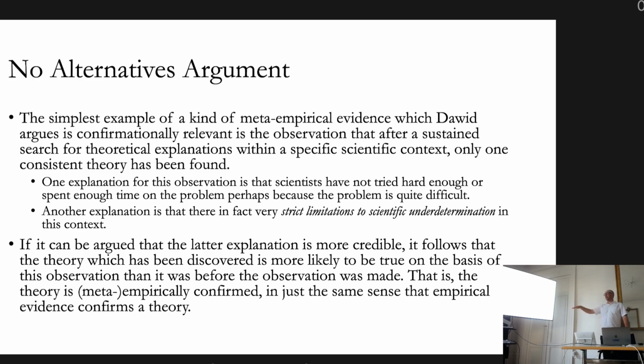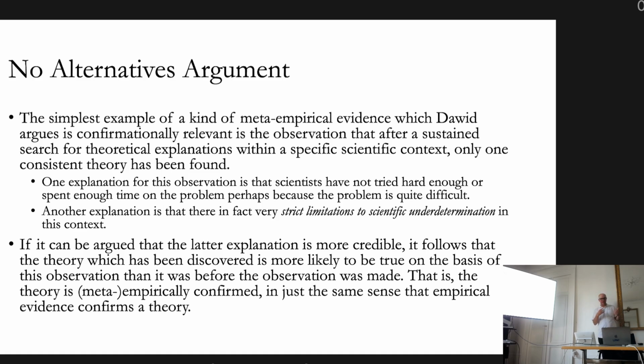Okay, so in any case, these are competing explanations for this meta-empirical observation. But if we can argue that the latter explanation is more credible in some way by, say, eliminating or discrediting this other explanation, then it follows that the theory which has been discovered is in fact more likely to be true, or as I'll later say, viable. Okay, I use true in a very loose sense to begin with, on the basis of the observation than it was before the observation was made.